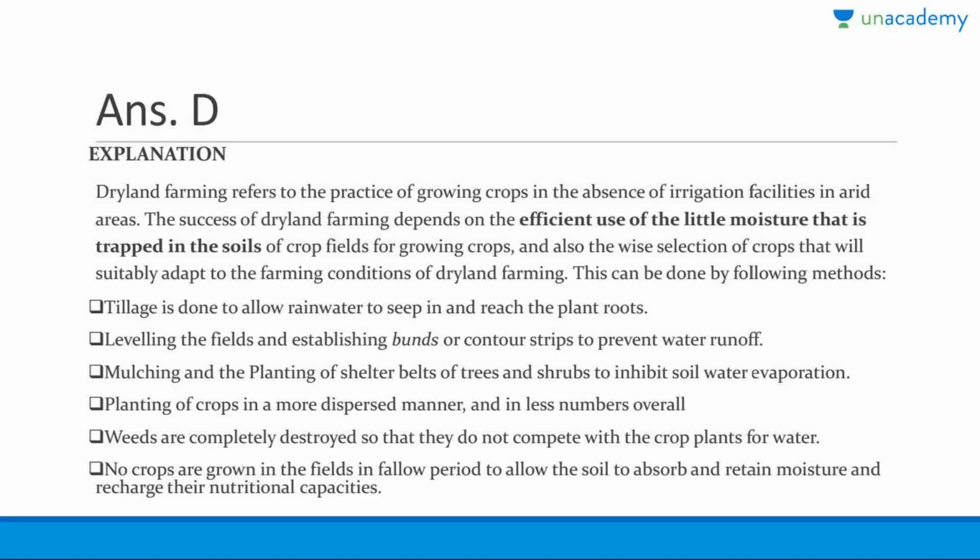So dryland farming is basically the practice of growing crops in the absence of irrigation facilities in arid areas, and the success of dryland farming depends on the efficient use of the little moisture that is trapped in the soils of crop fields for growing crops. Okay, so you can read more about it here. So answer is here D.